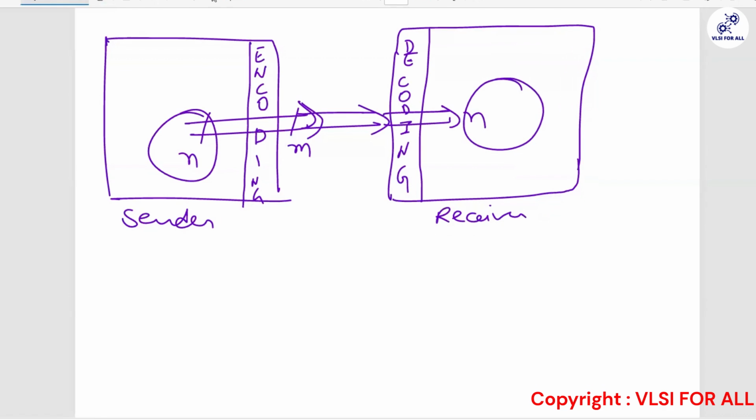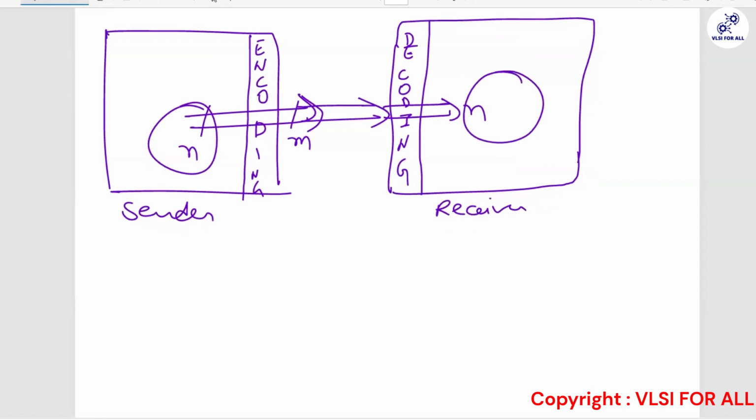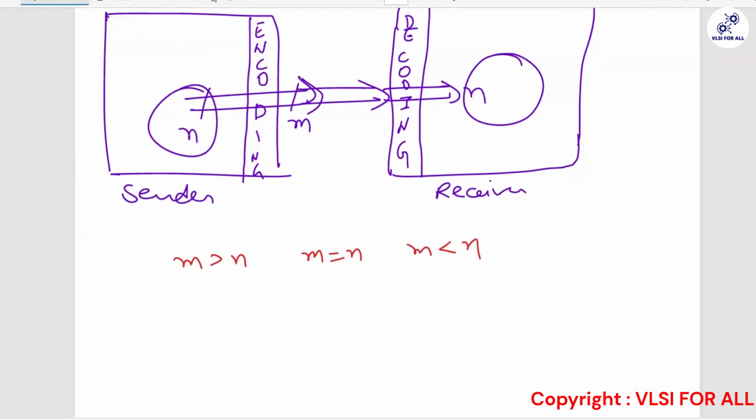Now, there might be two cases. One case is in which m is greater than n, and the other case is m is less than n. Or one intermediary case is m equal to n. When m is greater than n, it means these are redundant.